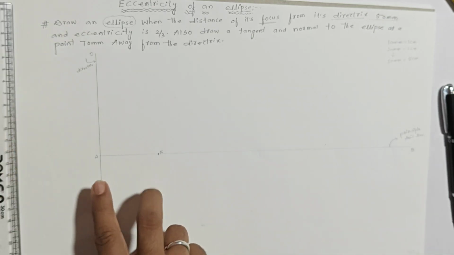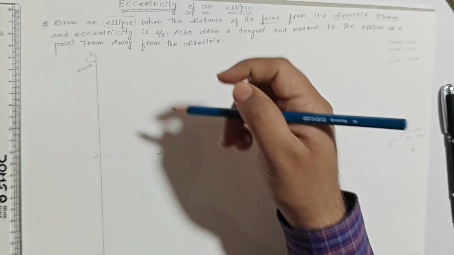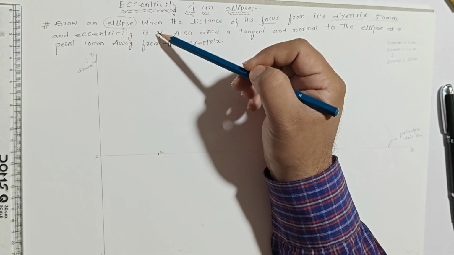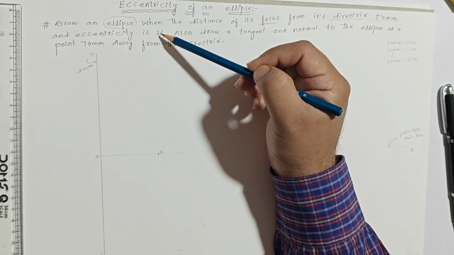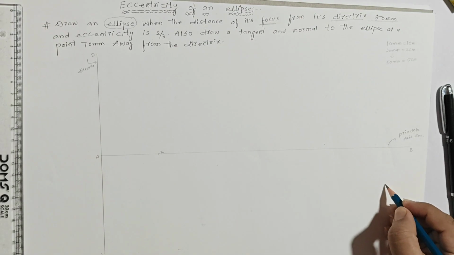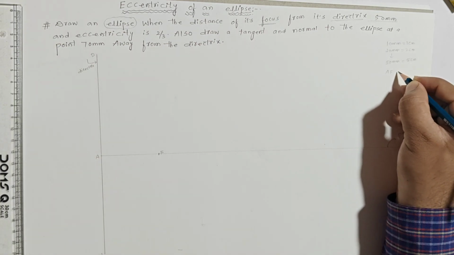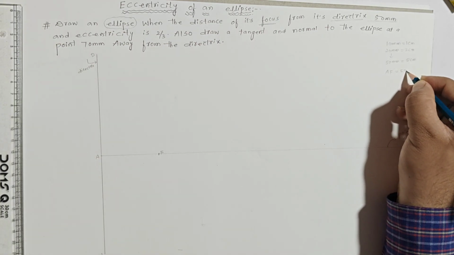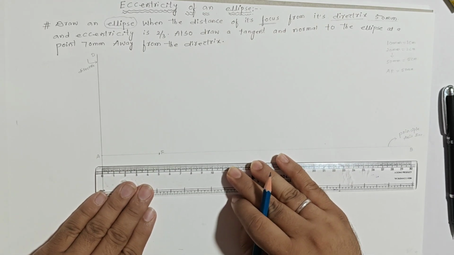Let us see. This A to F we need to divide into 5 equal parts. On what basis? The question will arise. Because the eccentricity ratio is given. If you add these values, 2 plus 3 is nothing but 5. So the distance from A to F is given as 50 mm. First we need to represent A to F as 50 mm.